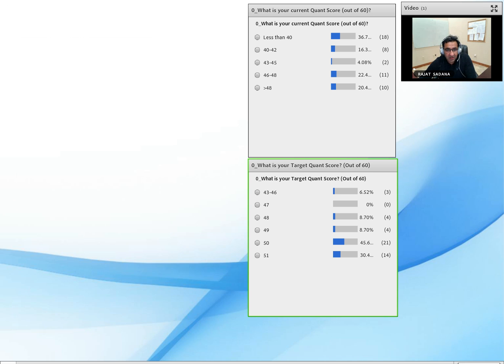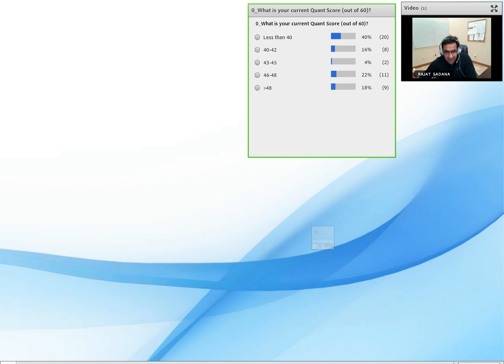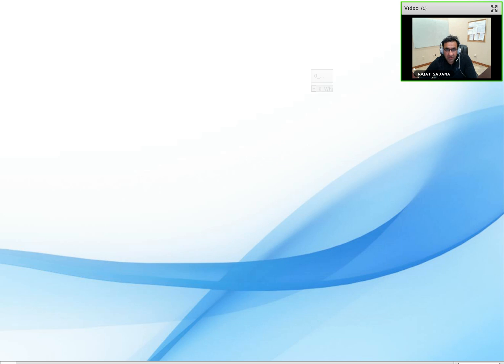So that's very smart. With regards to the current quant scores, big chunk of folks less than 40, a good chunk of people in the 46 to 48, greater than 48 group over here. With regards to target quant score, 75% of you are in the 50-51 bucket, and very few want to target the 43 to 46. So that's great. Thank you very much. With that, let's go into the presentation pane.